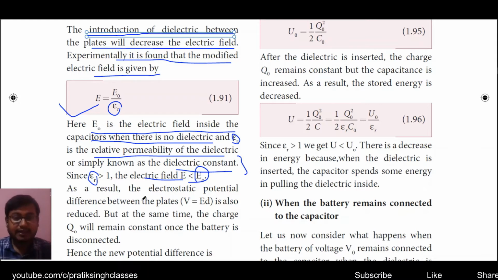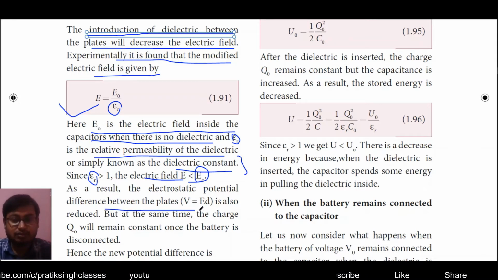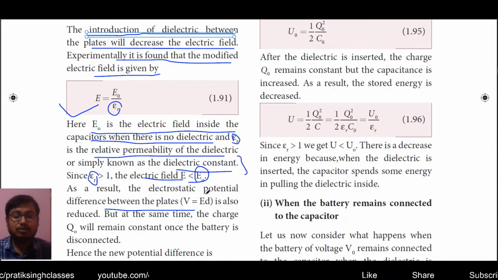As a result, the electrostatic potential difference between the plates, V is equal to E d, is also reduced. Okay, just substitute the new value in place of E. But at the same time the charge Q0 will remain constant, means the amount of charge which has gone from the battery to the capacitor will not change once the battery is disconnected. Fine.